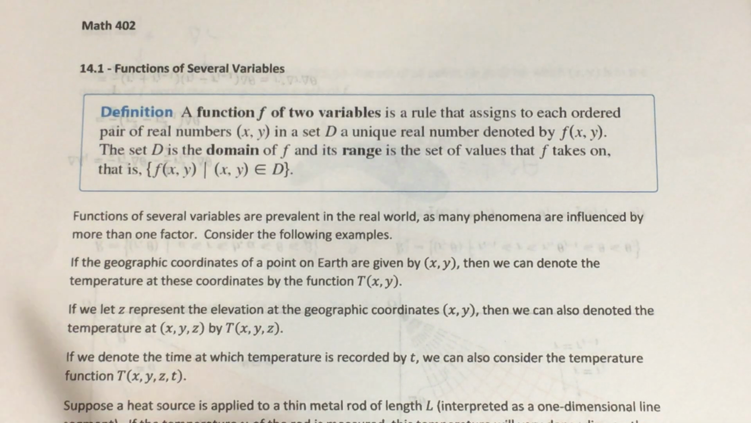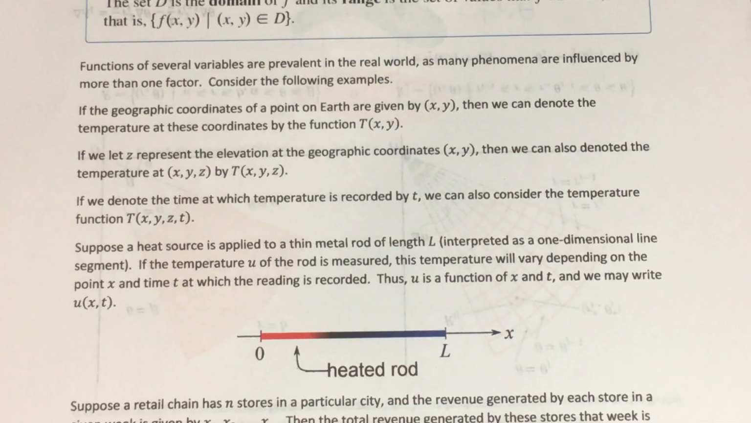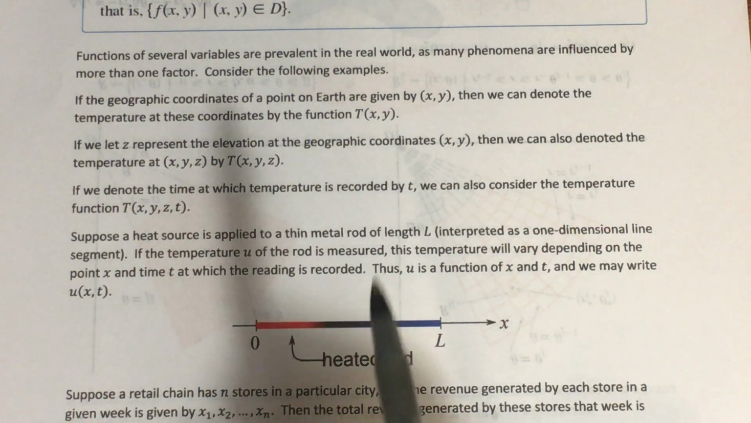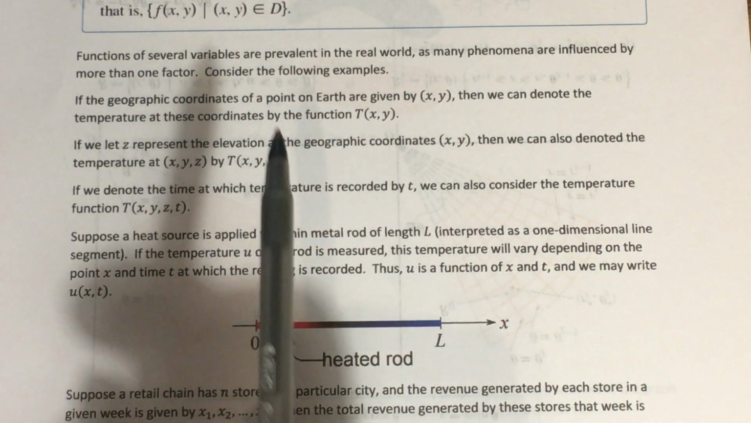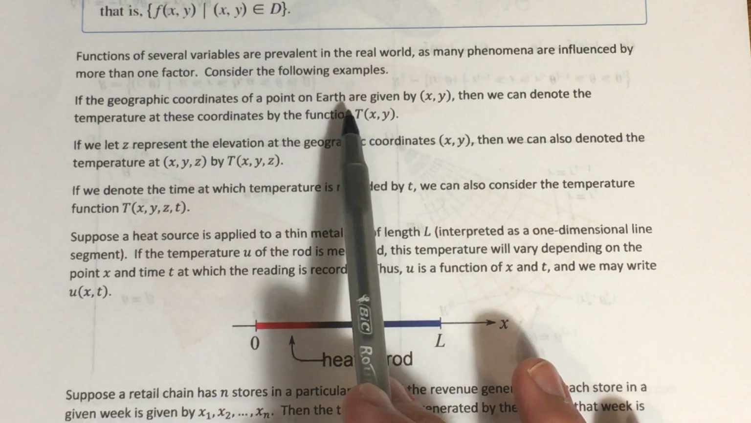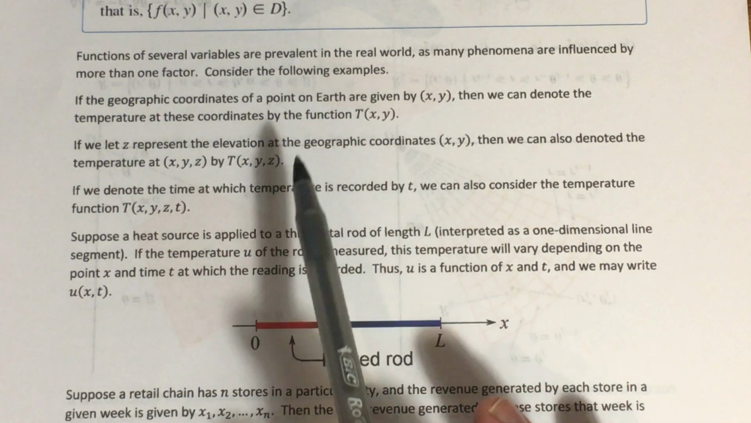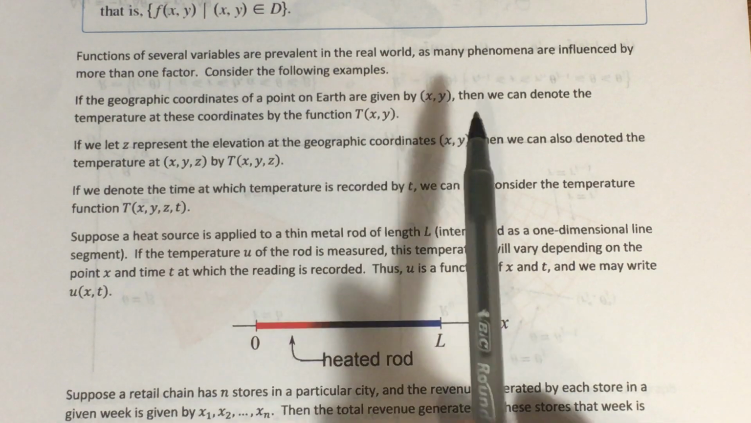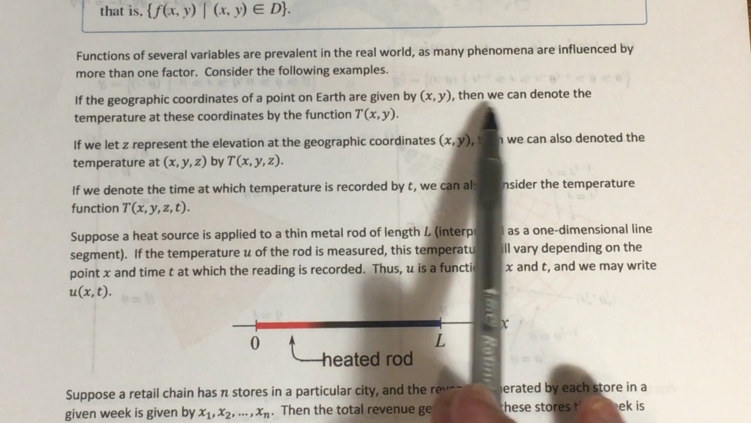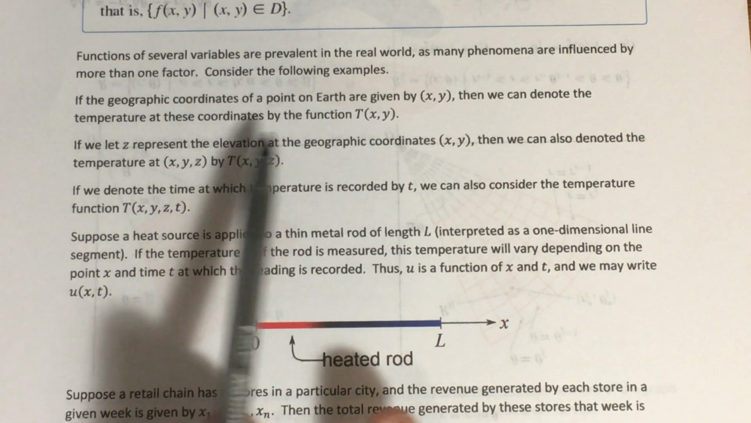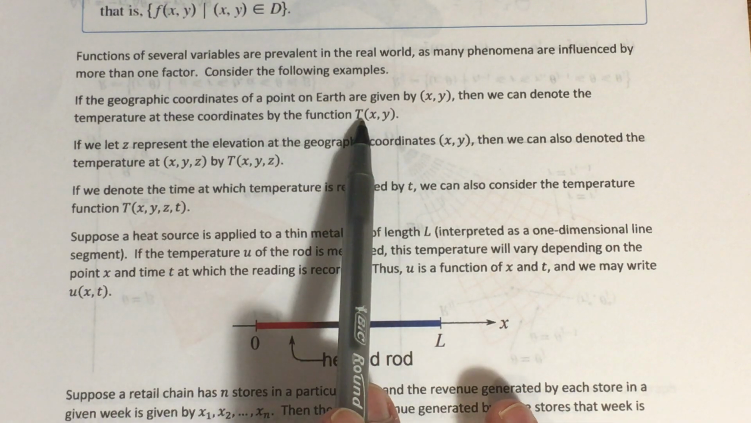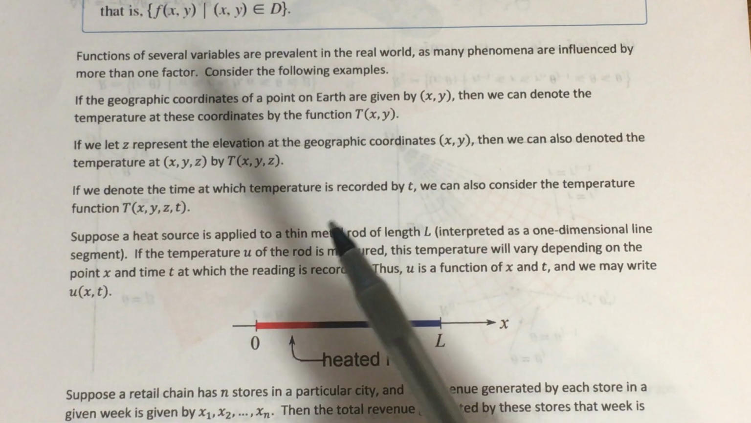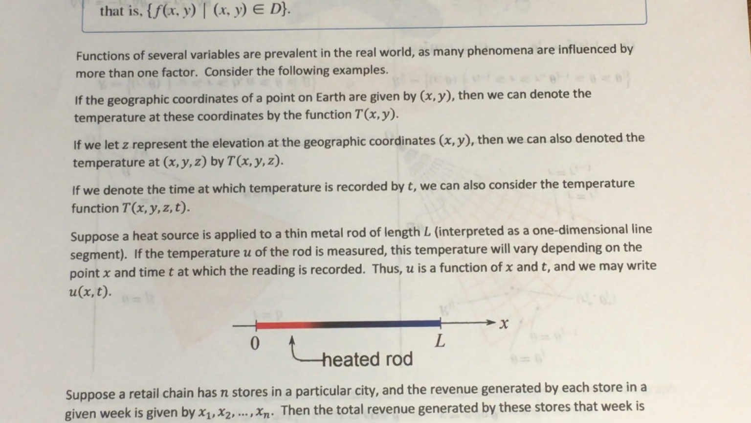So here's a few examples of real-world functions of several variables that are worth considering. The first 3 here are all kind of the same idea. They're all representing temperature of some location on Earth. So, for example, if you consider the geographic coordinates of a point on Earth as an ordered pair, x, y, so you can think of it as latitude and longitude, then we can denote the temperature at those coordinates as a function of the coordinates themselves, T of x and y. Notice the temperature depends not only on the latitude, but also the longitude, which go together to identify a point on the surface of the Earth.